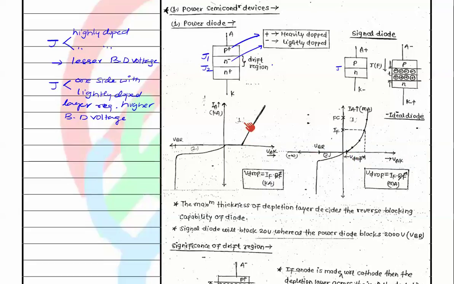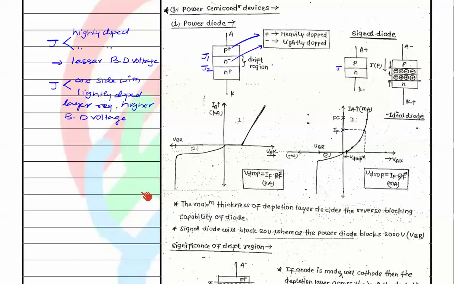in the case of the power diode, you can see the current flowing through the diode and the voltage across the diode. As you observe here, the current carrying capability is in kiloamps, and the voltage blocking capability is in kilovolts in the case of power diodes. In the case of signal diodes, it will be milliamps and volts like this. The maximum thickness of the depletion layer or n minus layer decides the reverse blocking capability of the diode. So signal diodes will block a small voltage and power diodes will block higher blocking voltages.